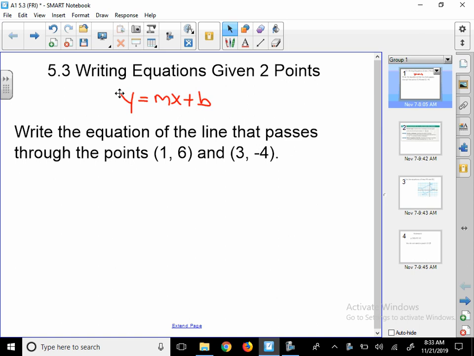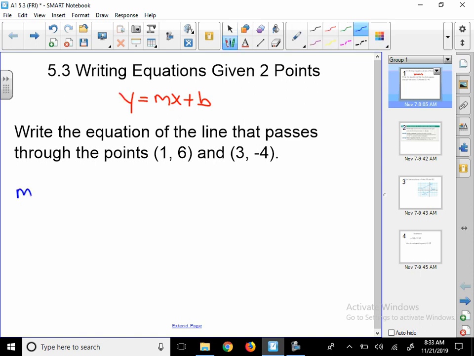Okay. So if we're going to write the equation of the line that passes through the points (1, 6) and (3, -4). Just like I told you guys at the beginning of the chapter, just like I told you guys in the last section, the first thing you need to have before you can write the equation of the line is slope. Okay, so that's where we're going to start.